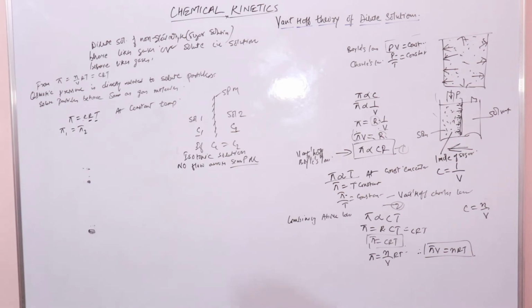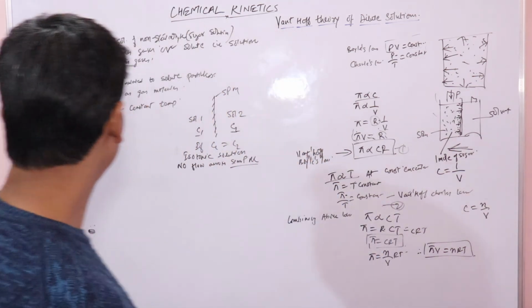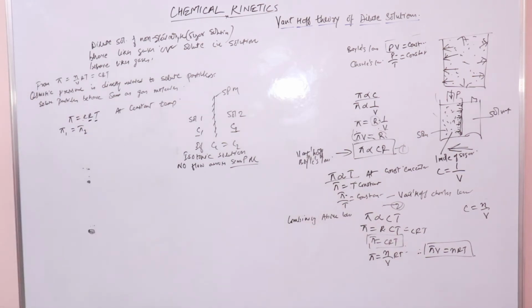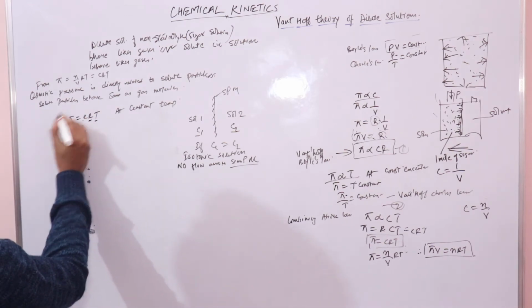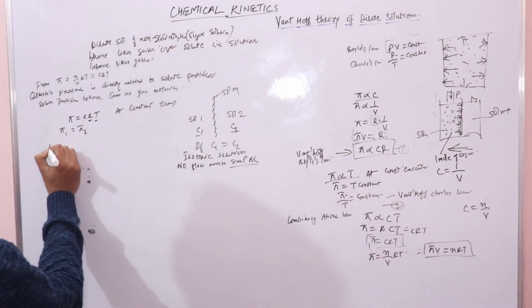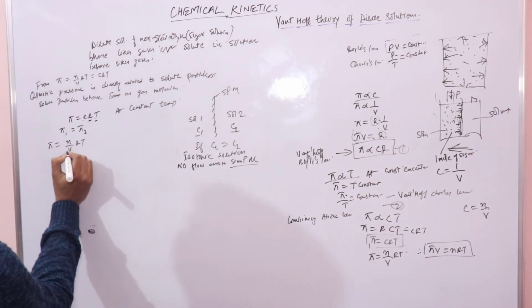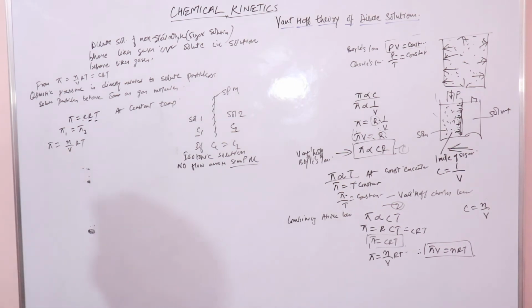Now, since we know that pi is equal to CRT, from here, like we have been doing from the beginning, we will try to find the molecular mass of the solute from this relation also. We know that pi is equal to CRT, and concentration is n upon V, so pi is equal to n upon V RT. n is the number of moles, V is the volume, R is the gas constant, and T is the temperature.